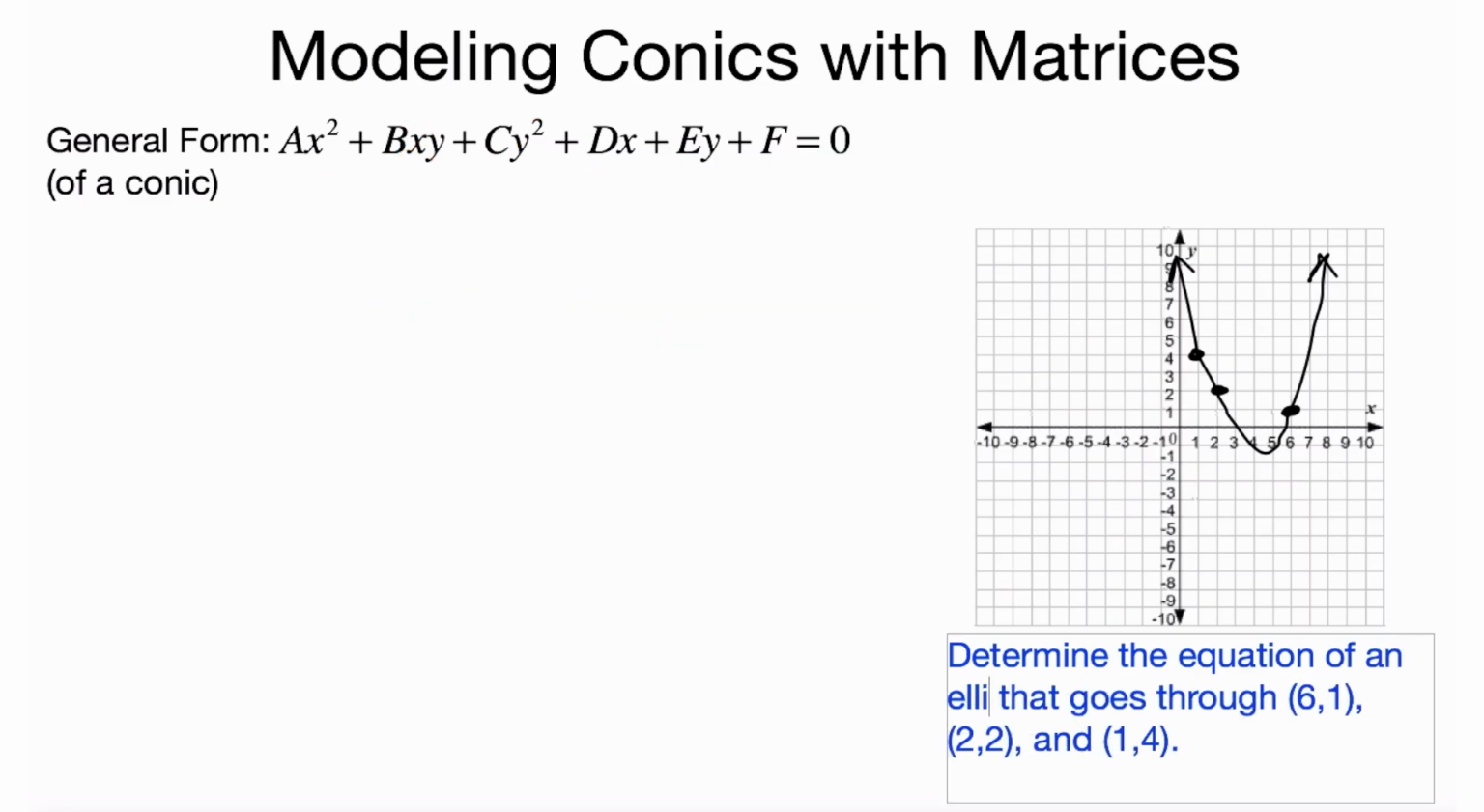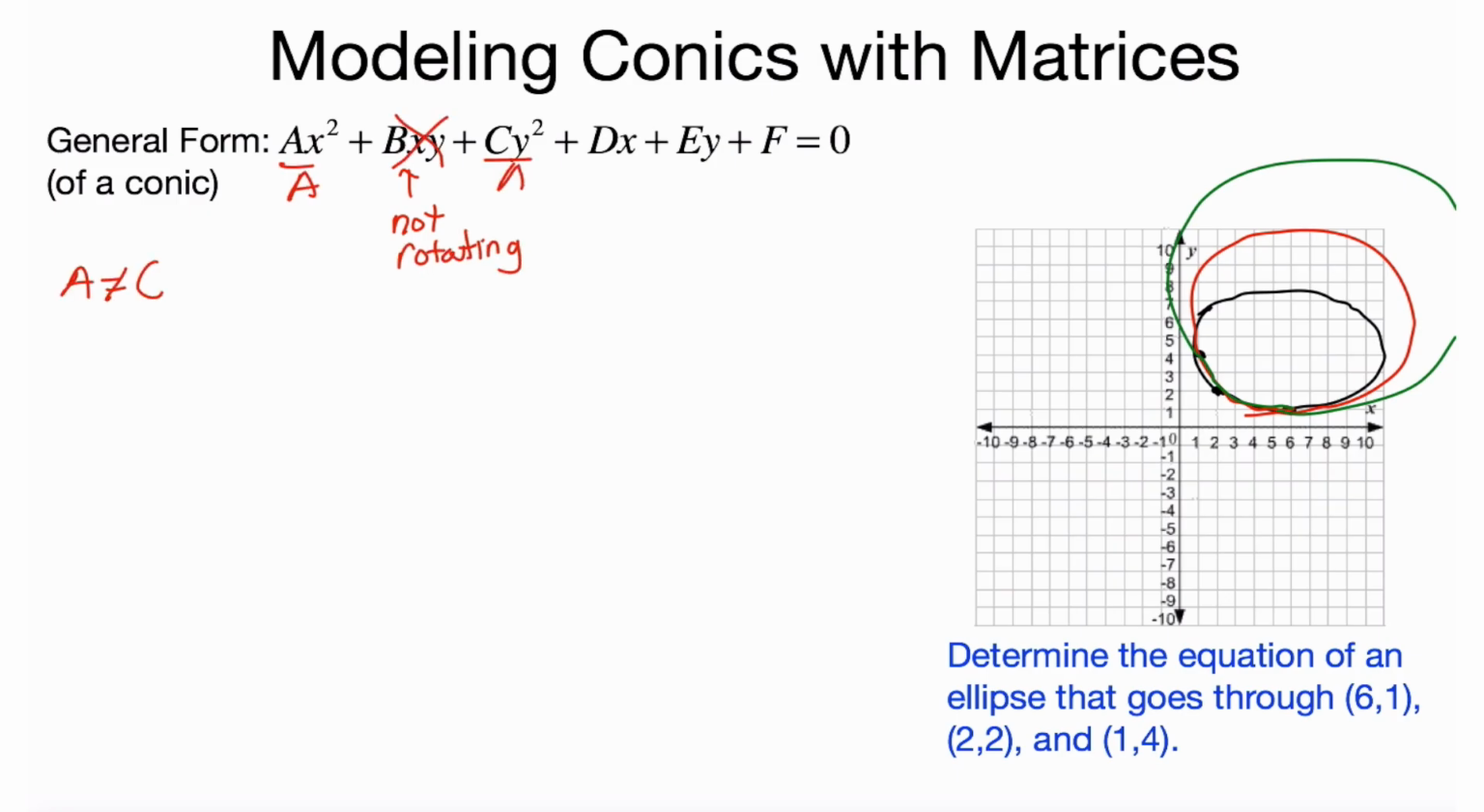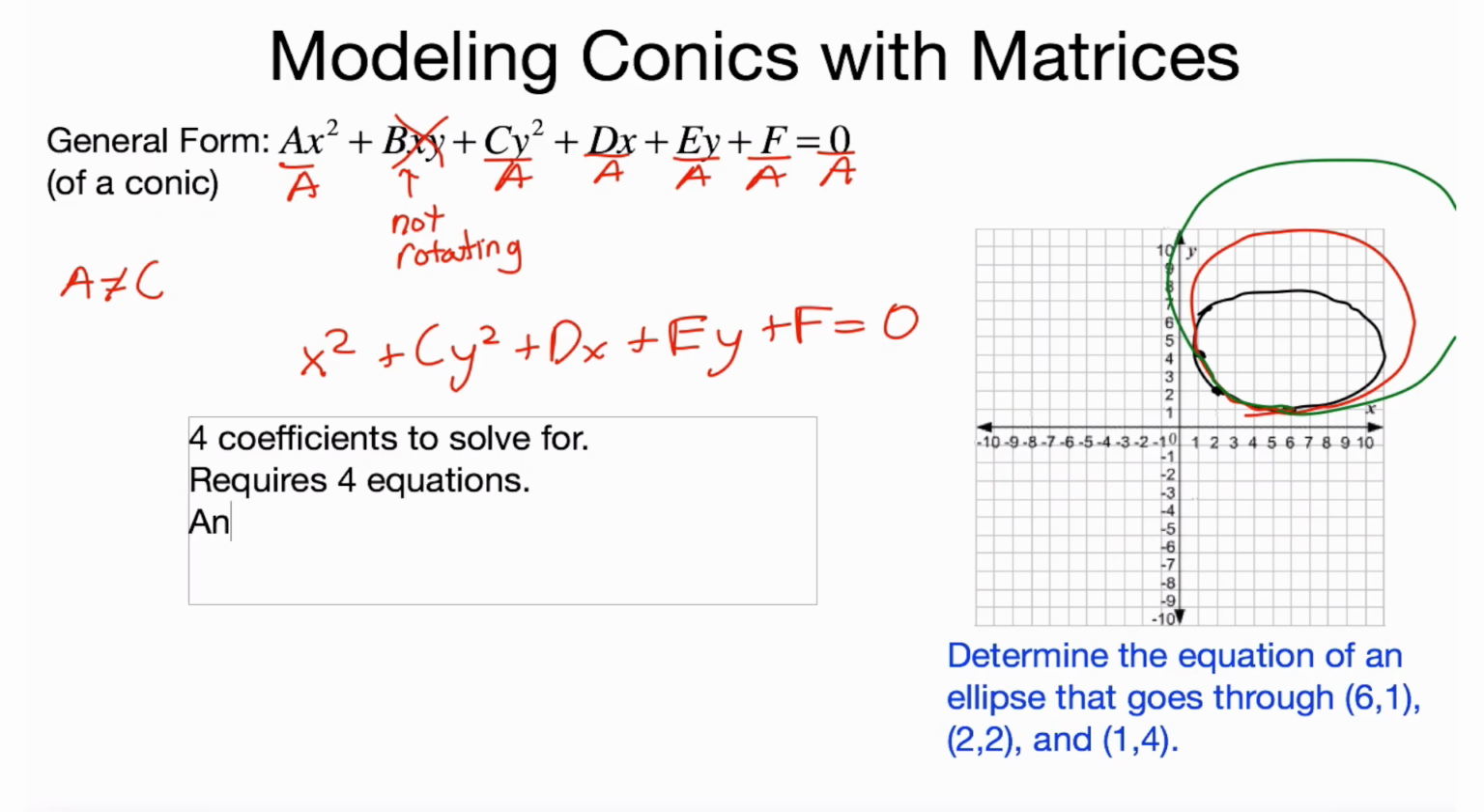The last conic I will look at is an ellipse using the same 3 points. When drawing the ellipse, I do not have enough information to be confident in my sketch, so I am sketching 3 different possible ellipses that go through those 3 points. On an ellipse, A and C are not equal. I still want to divide through by A to reduce the number of unknown coefficients. We see that we have 4 coefficients to solve for, which would require 4 equations. I would need to have been given 4 points in order to solve with matrices.